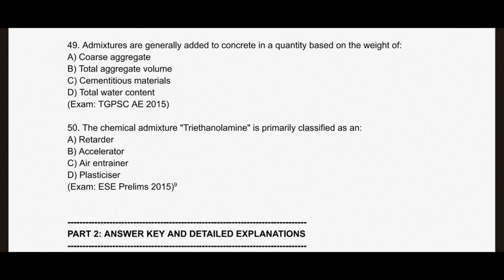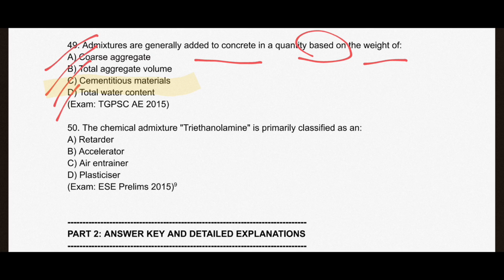49th question. Admixtures are generally added to the concrete in a quantity based on the weight of option A coarse aggregate, option B total aggregate, option C cementitious materials, option D total water content. So the answer is option C cementitious material, based పైనే మనం క్వాంటిటీ అనేది డిసైడ్ చేస్తాం. మనకు ఆల్రెడీ చూసాం మనం CaCl2 అనేది 2% by the weight of the cement కదా అట్లా అనమాట.